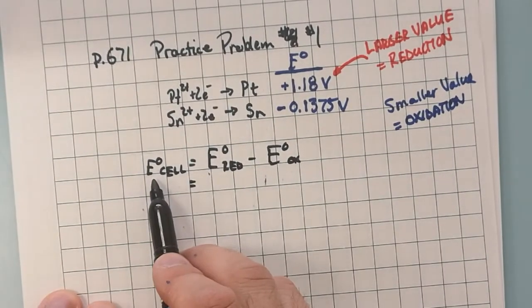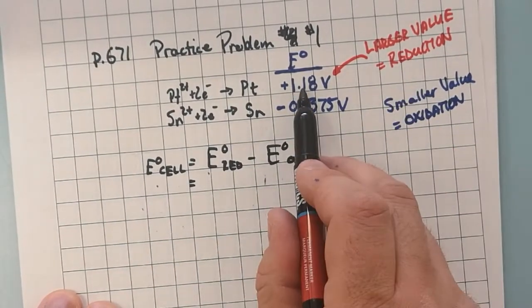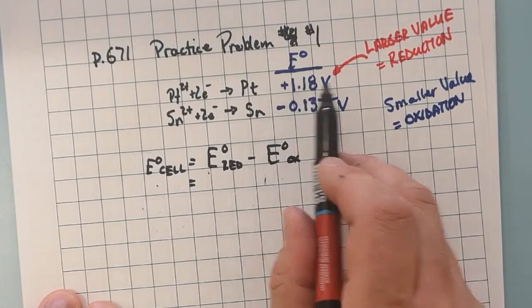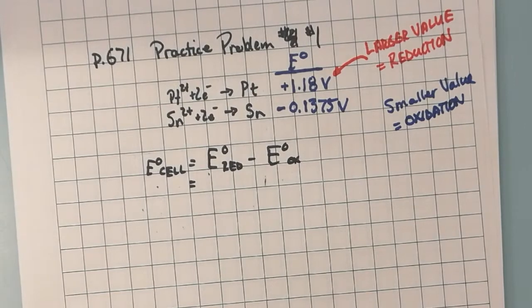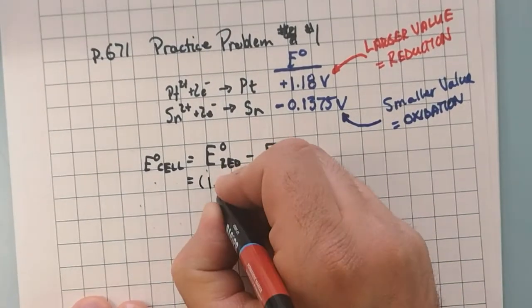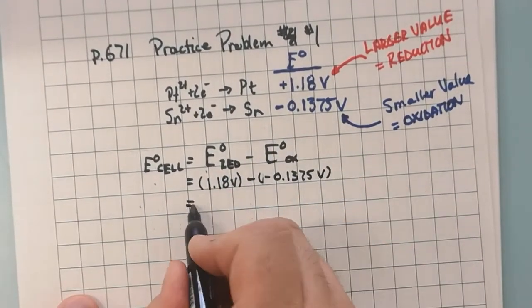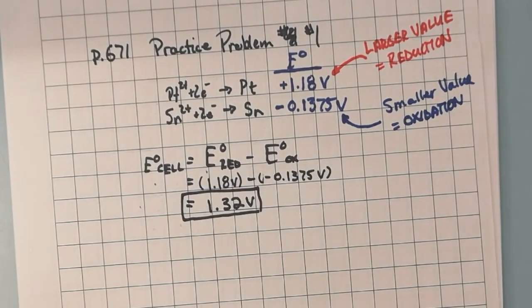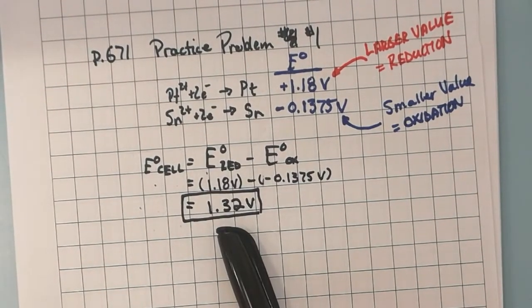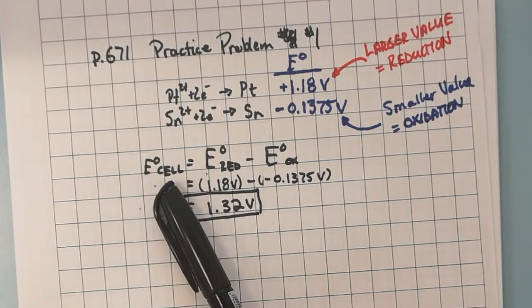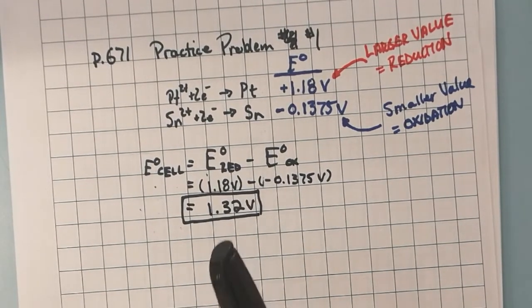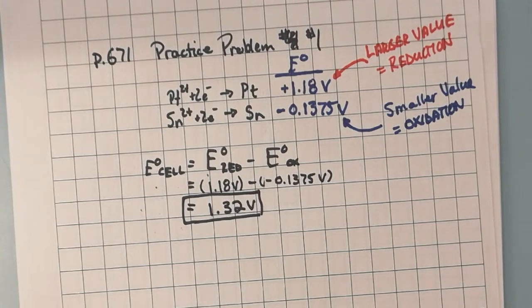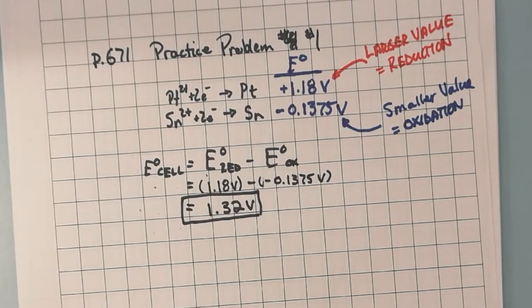The cell potential is equal to our reduction half reaction's standard potential, minus the standard potential of our oxidation half reaction. So in this case, our electrochemical cell has a cell potential of 1.32 volts. But that's not the only thing this question asks us for. It also asks us for a balanced equation. So let's do that.